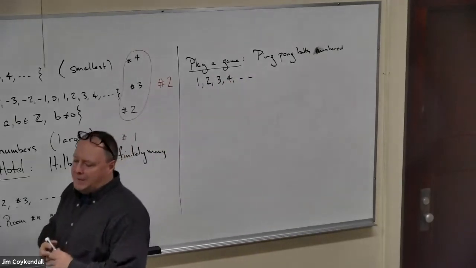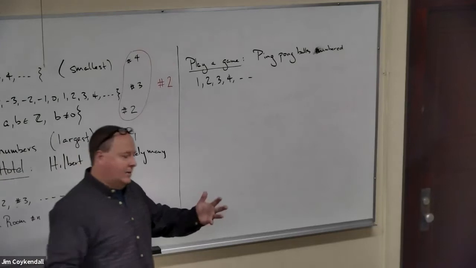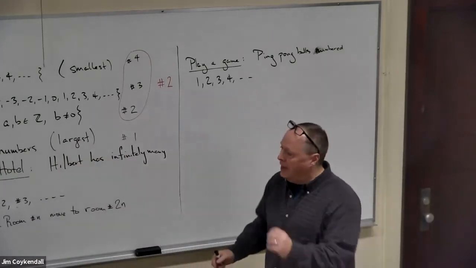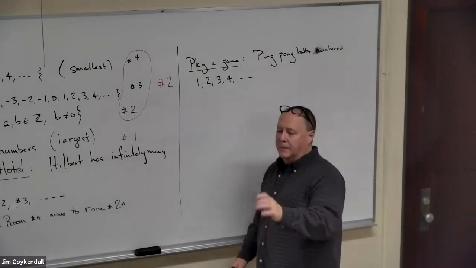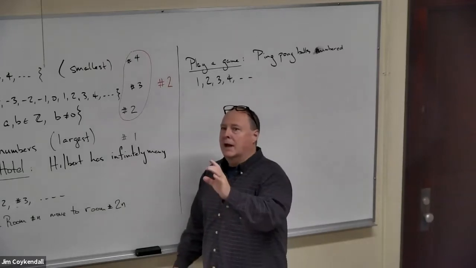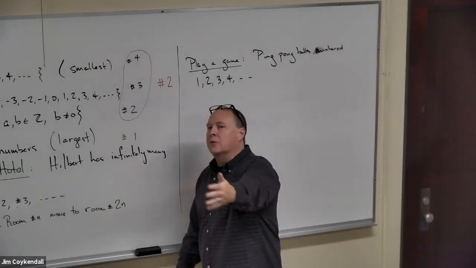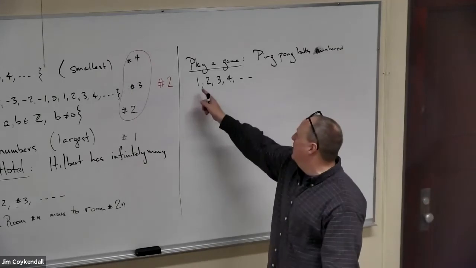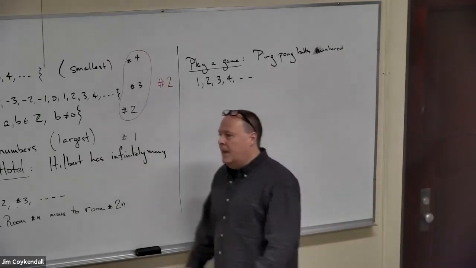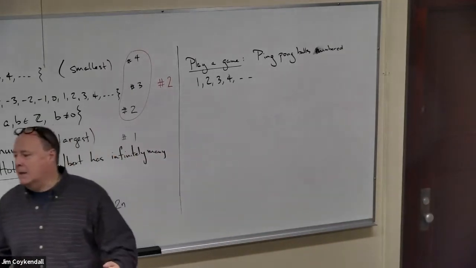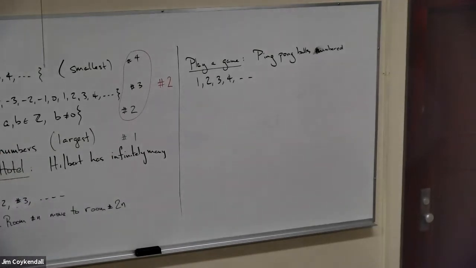Okay, so here's the game I want to play. I have ping pong balls. I have one ping pong ball for every positive number. I've got one with 1 painted on it. I've got a ping pong ball with a 2 painted on it, and so forth and so on. I've got ping pong balls 1, 2, 3, 4, forever and ever. And I have a giant bag that will fit as many balls in it as I like.